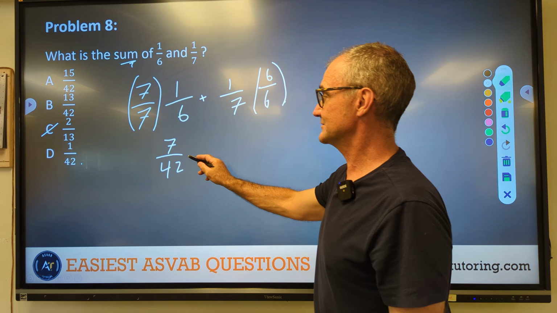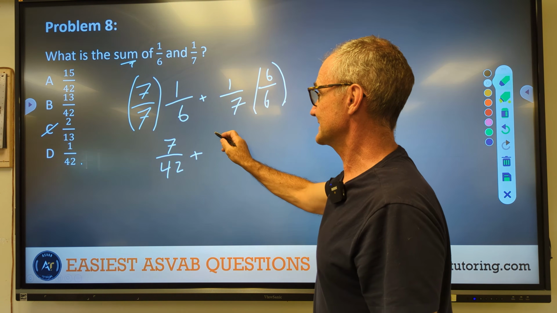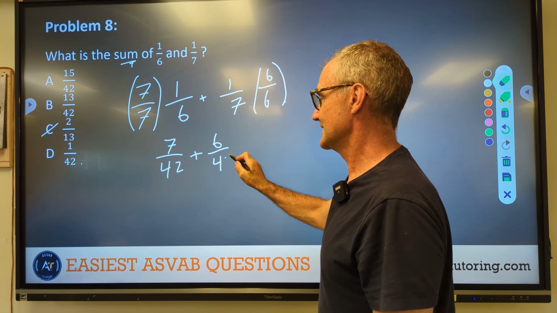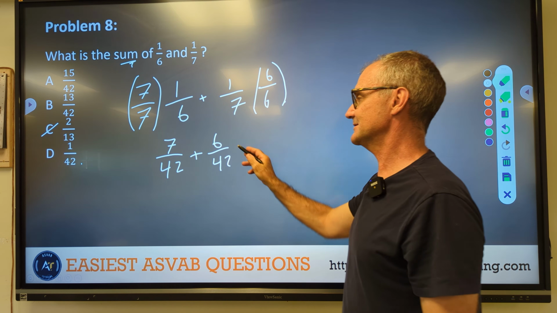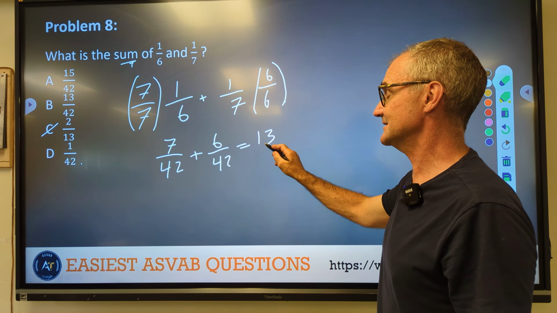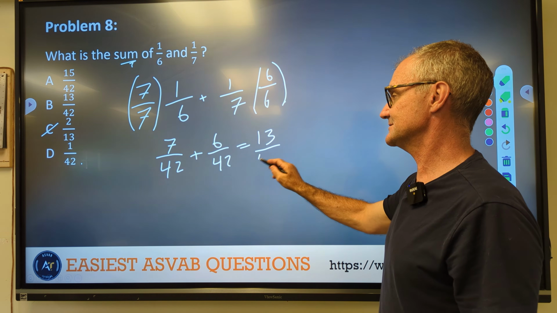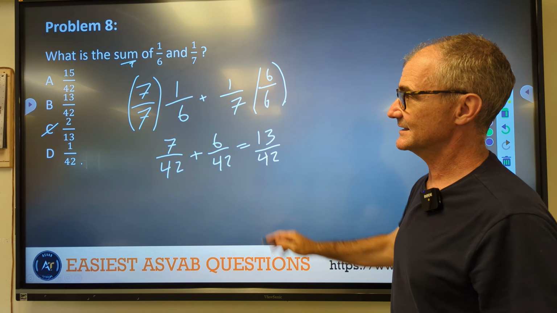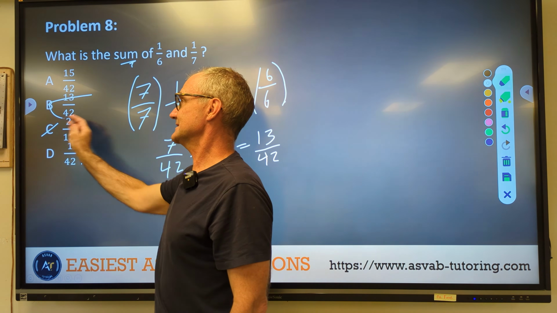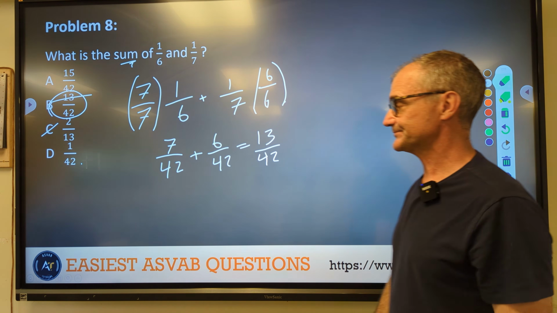So I got 7 over 42 plus 6 over 42. I have that common denominator. I add across the top to get 13. Keep that denominator the same, 42. And I can see my correct answer is answer B right here.